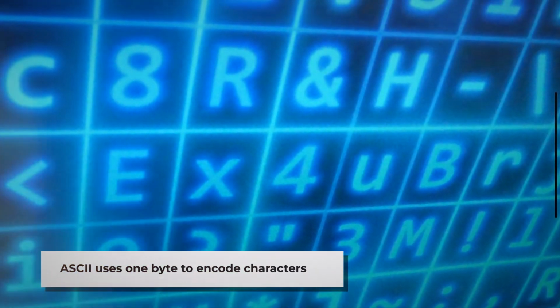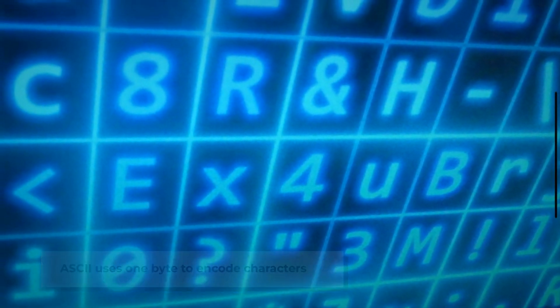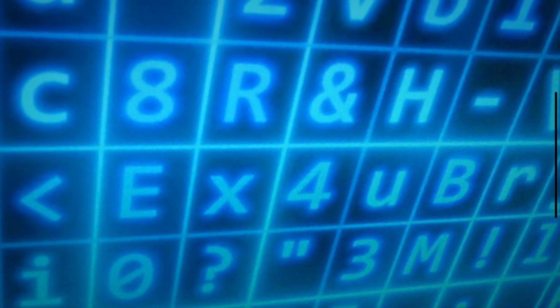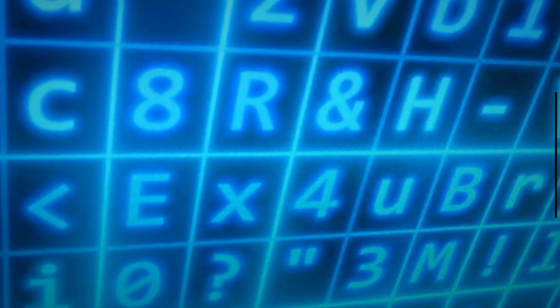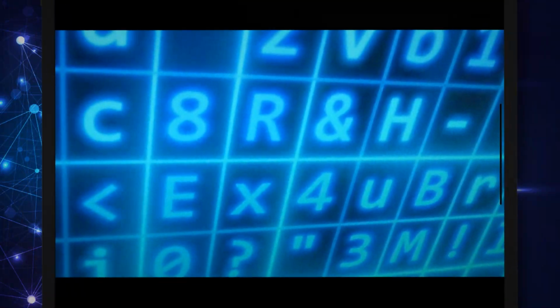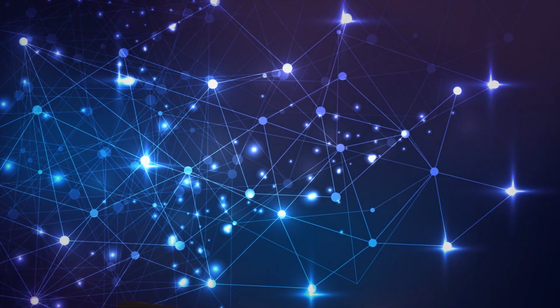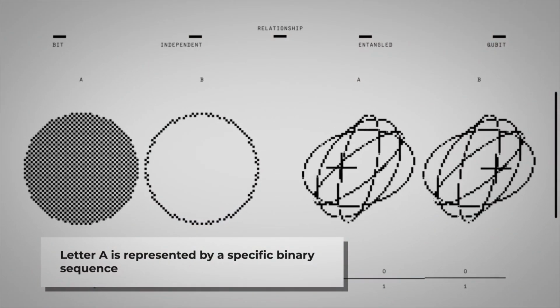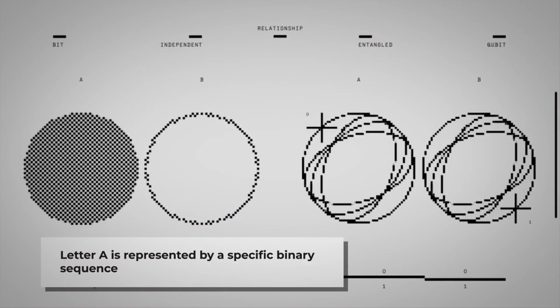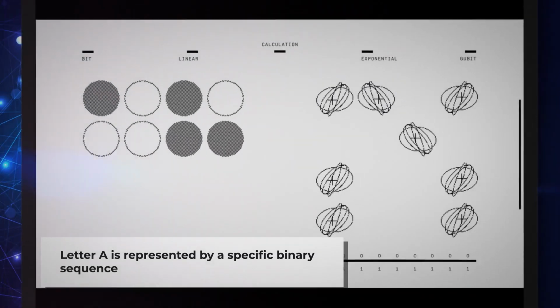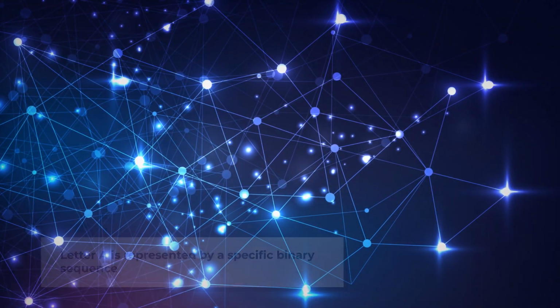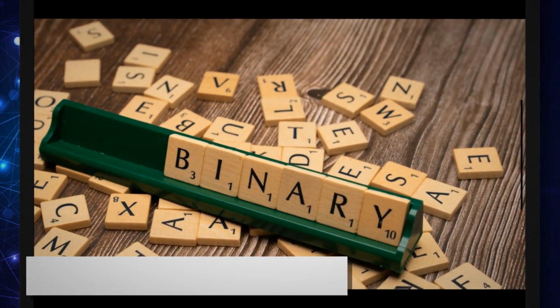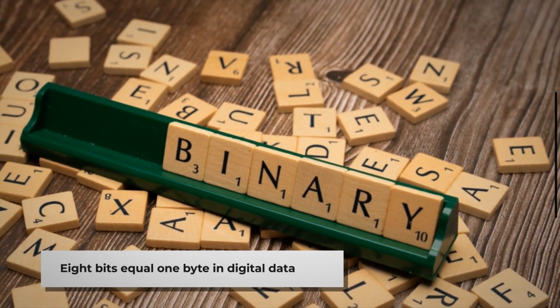The American Standard Code for Information Interchange, commonly known as ASCII, uses 1 byte to represent each letter, number, and symbol on a keyboard. For instance, the uppercase letter A corresponds to the binary sequence 010000001. The relationship between bits and bytes follows a straightforward mathematical pattern.